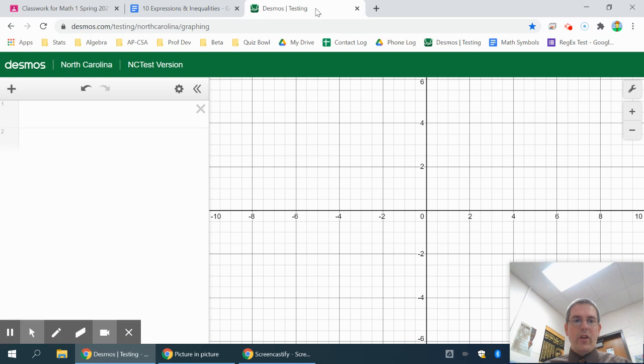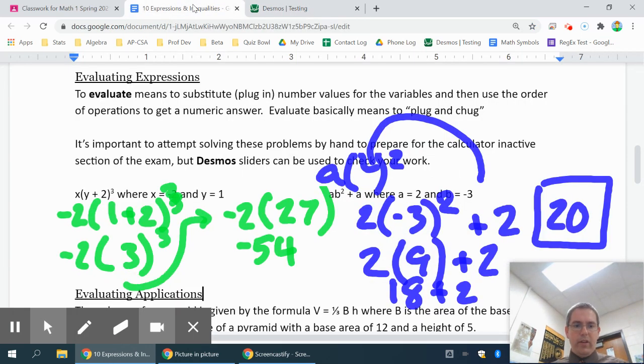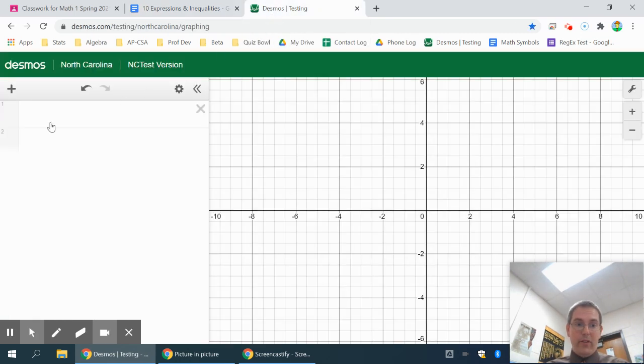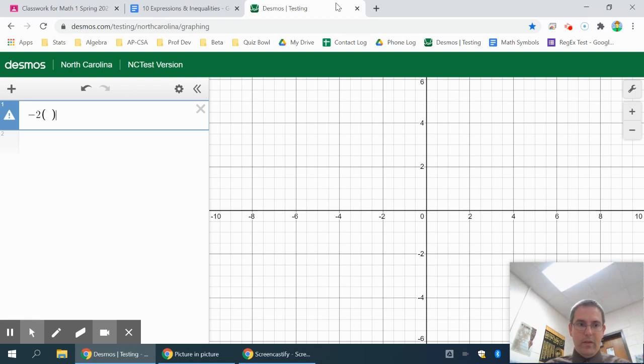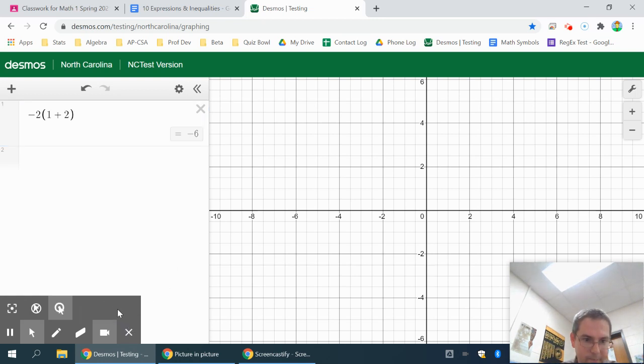Now, I've encouraged y'all to be using Desmos instead of another calculator, and here's why. If I use Desmos, after I get it substituted, I could type in my -2, parentheses, and then the 1 plus 2 to the third power.